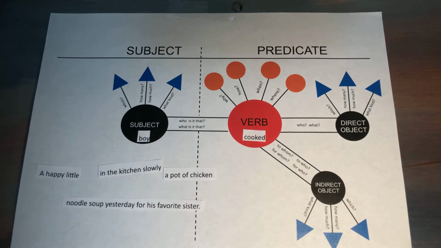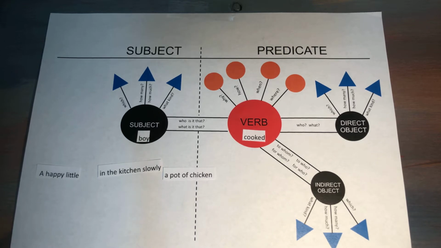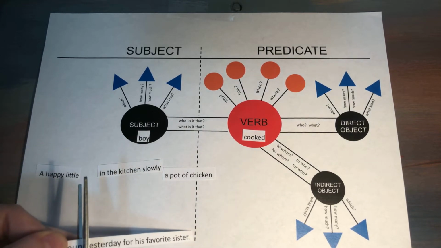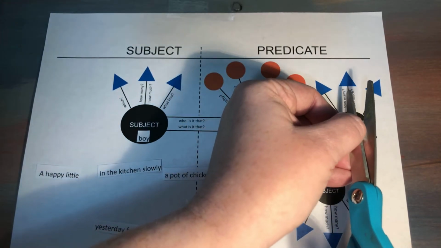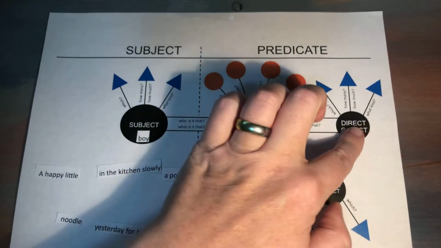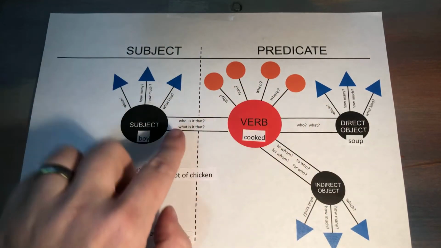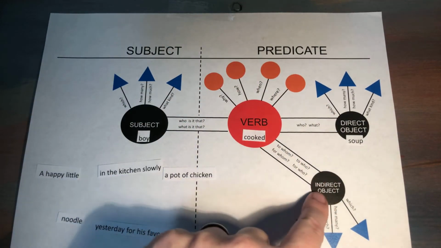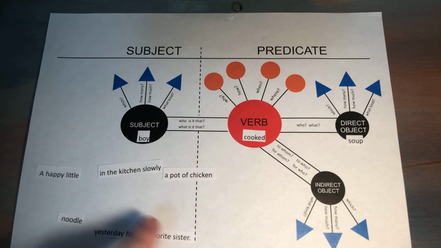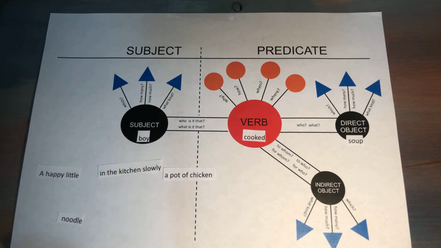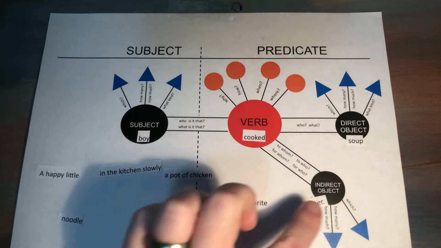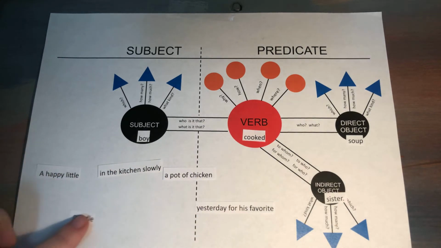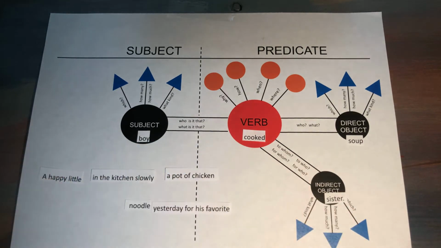Who or what did the boy cook? Soup. The boy cooked soup. Soup is our direct object because that is what the boy cooked. Let's find our indirect object. Who or what did the boy cook soup for? He cooked it for his sister. That's a nice boy. Cooked it for his sister. Okay. So, now we have all these other words still to work with.